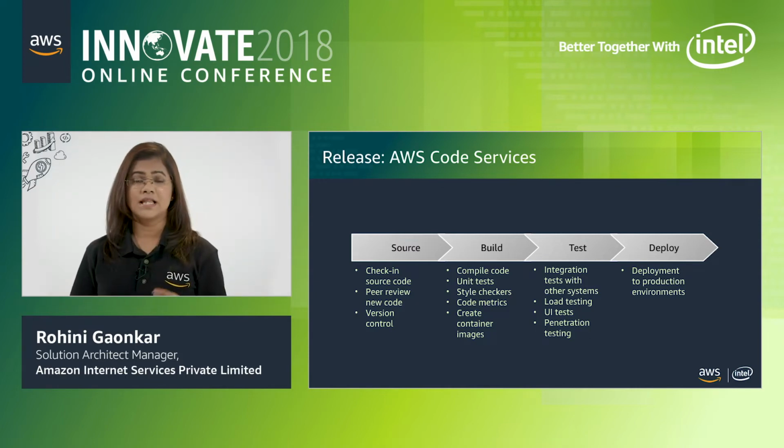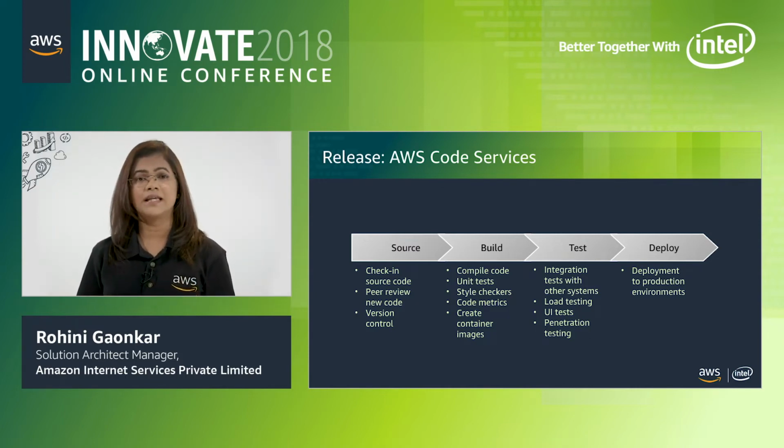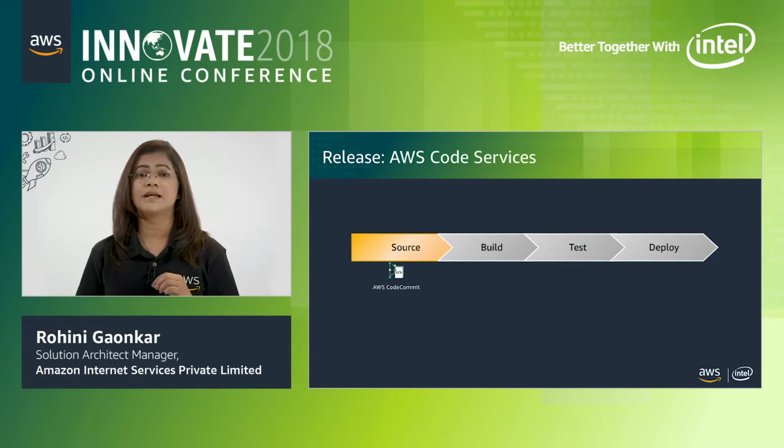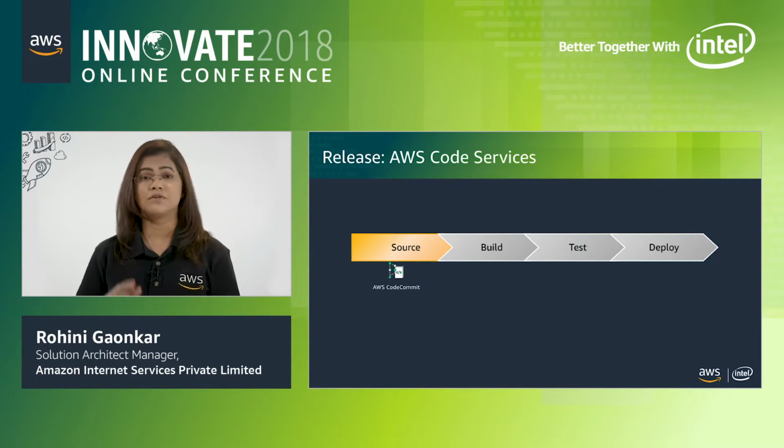Let's quickly see the services on AWS that cater to each phase of the software development cycle. AWS CodeCommit is a fully managed source control service that makes it easy for companies to host and secure highly scalable private Git repositories. You can use CodeCommit to securely store anything from source code to binaries, and it works seamlessly with your existing Git tools.